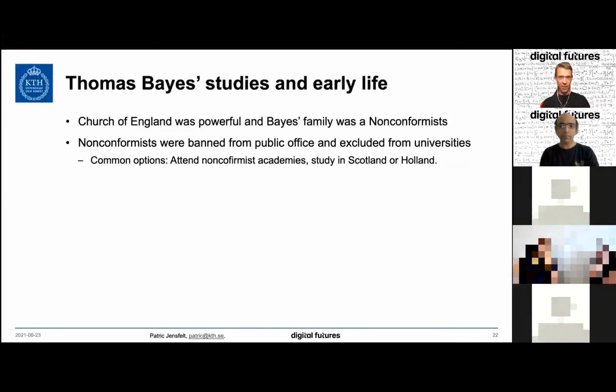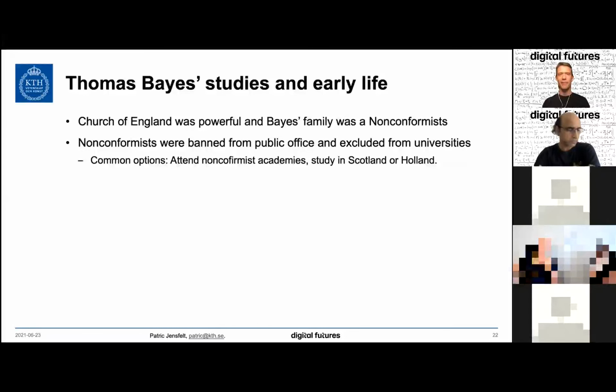At this time, well, you probably know the history about all sorts of battles with the church, and how in a certain period you had to use, I think it was called the Book of Common Prayer or something, and sometimes you shouldn't. Anyway, the Church of England was very powerful, and Bayes' family was non-conformist. They didn't conform with the teachings of the Church of England.